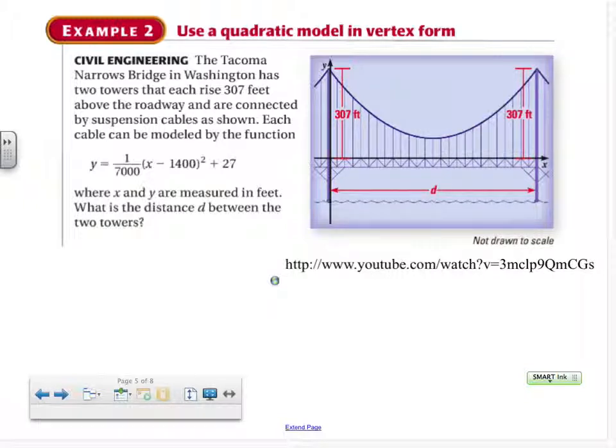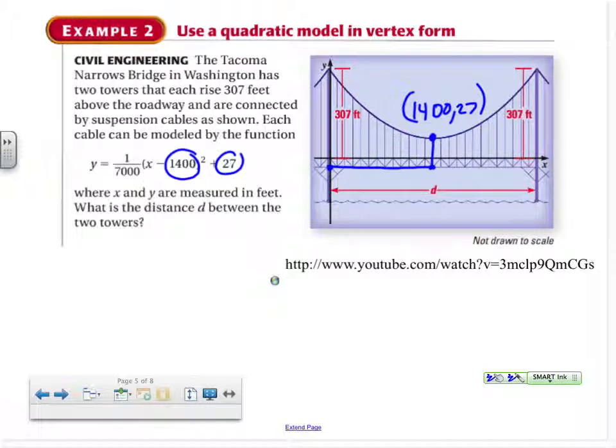Well, a couple things. Our vertex is at (1427). So that means this point right here is the point (1427), because that's our vertex. That means we moved 1400 from the left and 27 up.